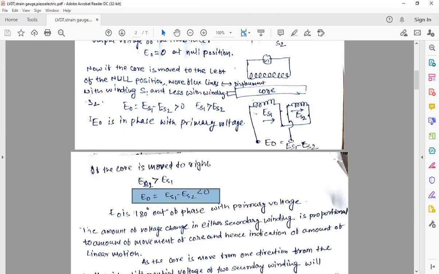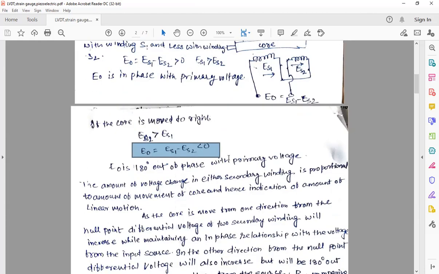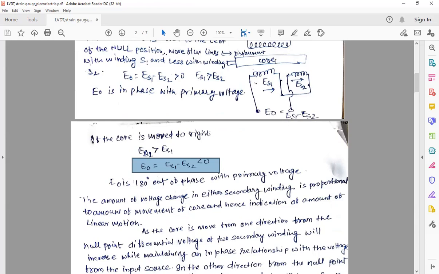Yes or no? How can you decide whether it is a left movement or a right movement?